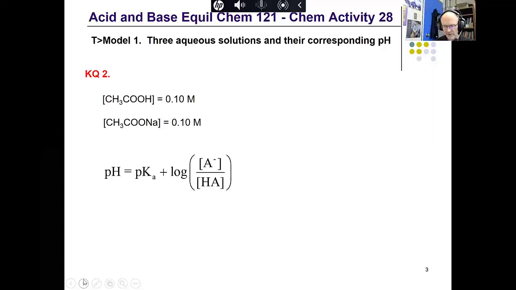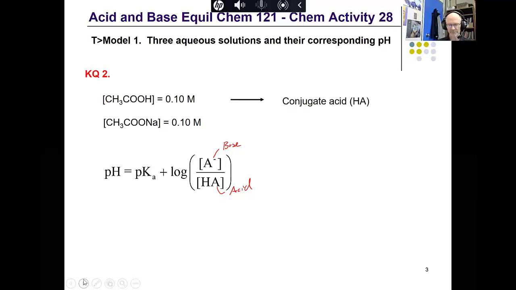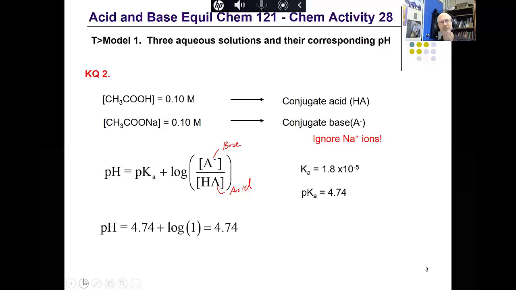And sometimes these things are written as base over acid. Be careful. This is not strong base that you might use in a titration. This is the conjugate base of that corresponding acid. So be careful how you use the Henderson-Hasselbalch equation. But of course, if we now plug in the values, I've already mentioned these are conjugate acid, conjugate base. We're going to ignore the sodium ions. If we plug in these values, then we'll get something like this.